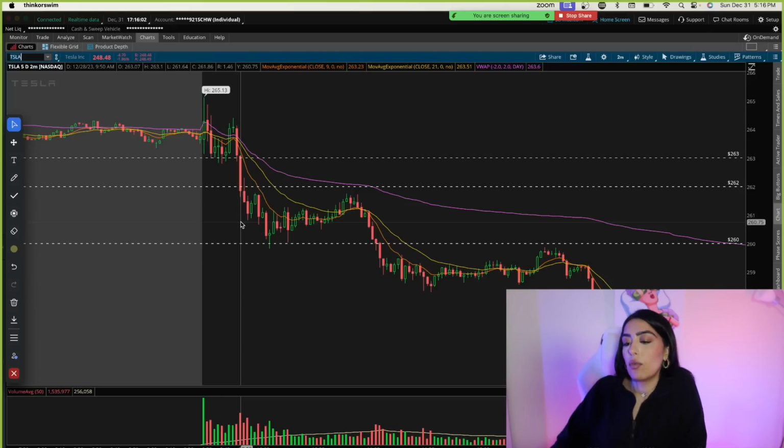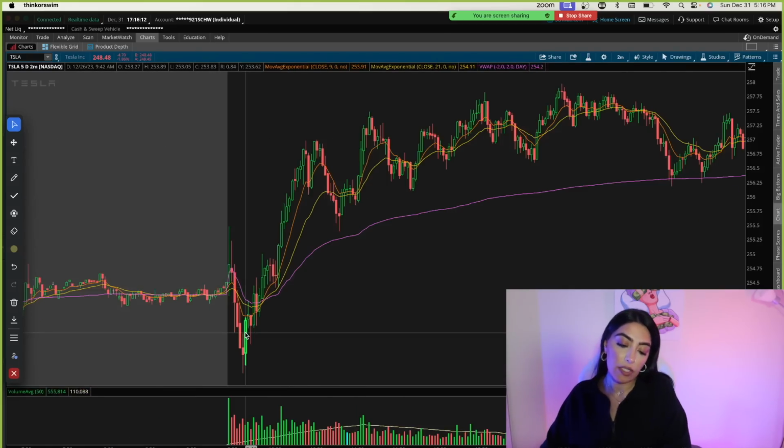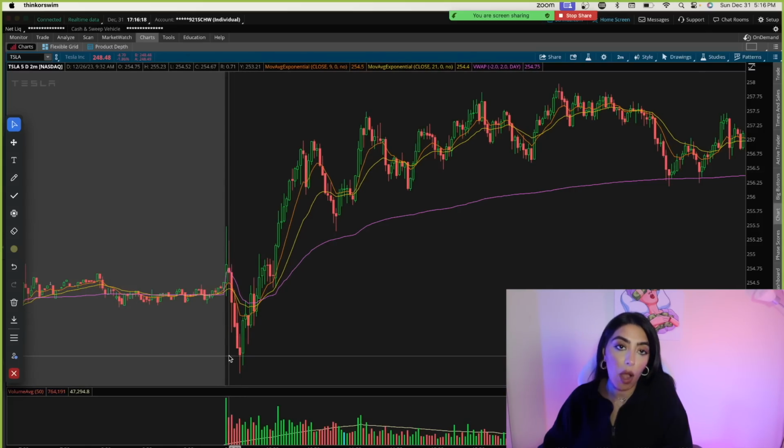So what you're looking for when you are looking to take that trade is for the stock to break either above or below the EMA. So if it's trending below your EMAs and your VWAP, you want to see it break above, and vice versa.